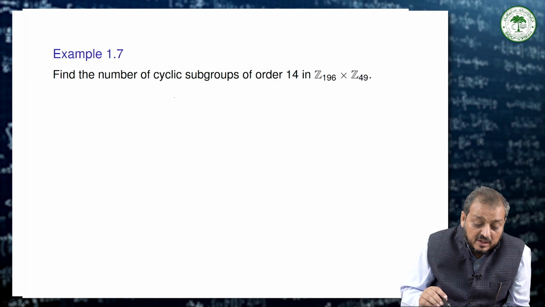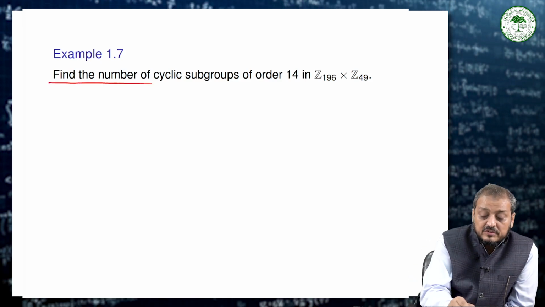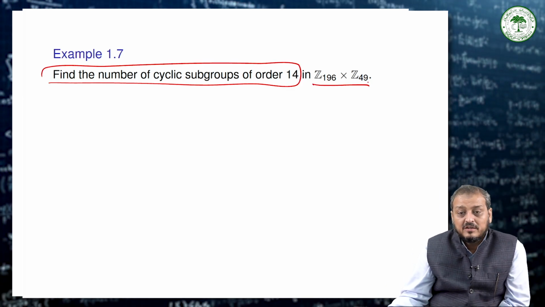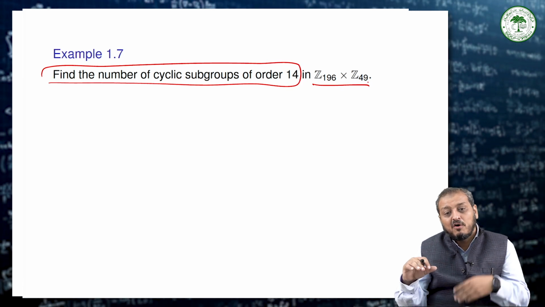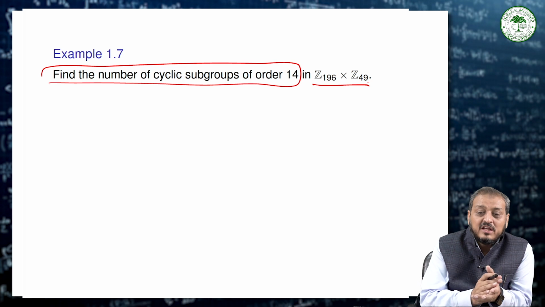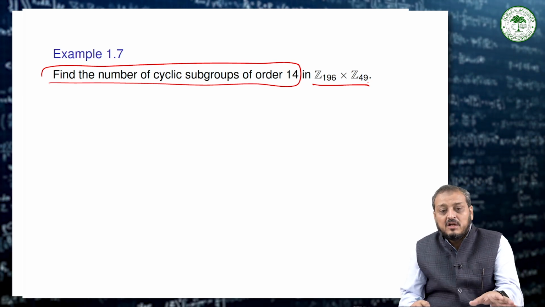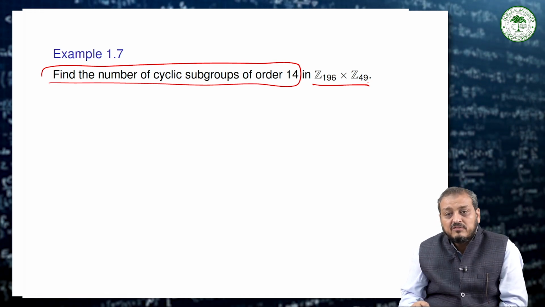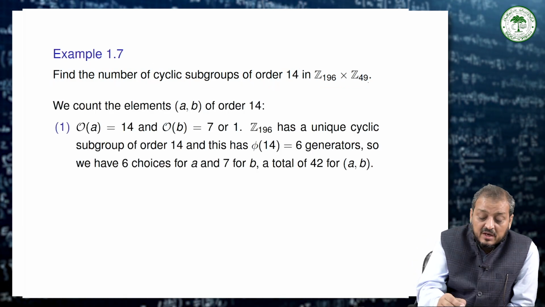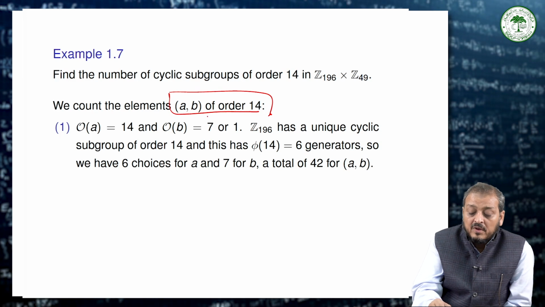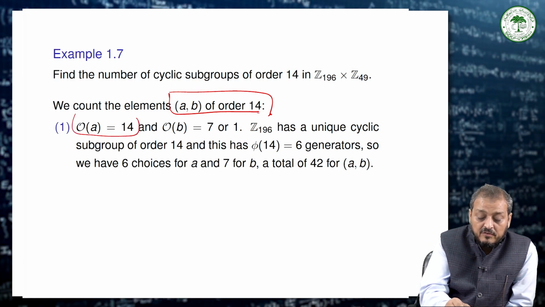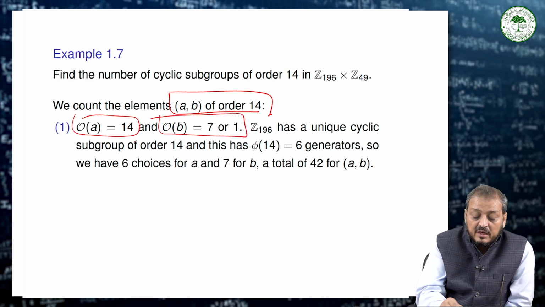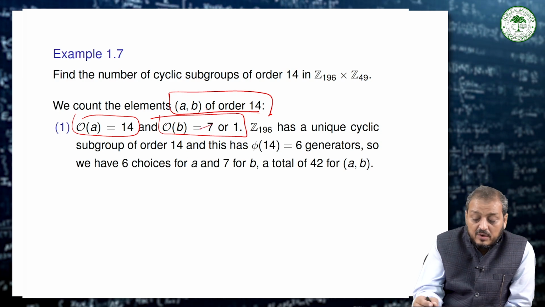Okay, so now another, we have to find the number of cyclic subgroups of order 14 in Z196 and Z49. So now we have to change this. We have to find not the order, but we say the cyclic subgroup of order 14. How many cyclic subgroups of order 14 in Z196 and Z49? So again we count the order of (A, B) with order 14, and there is a possibility order of A is equal to 14, order of B is equal to 7 and 1, and then again you have possibilities there.